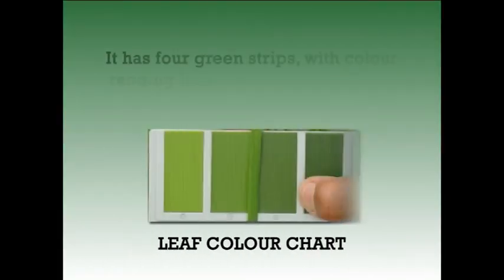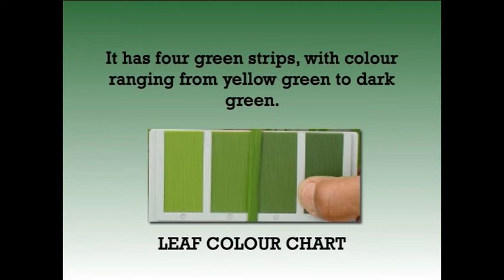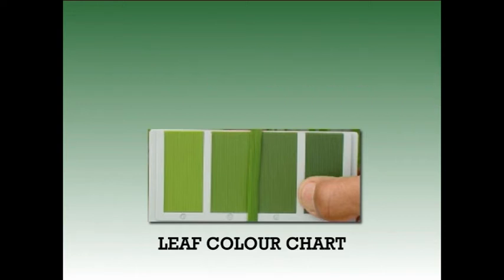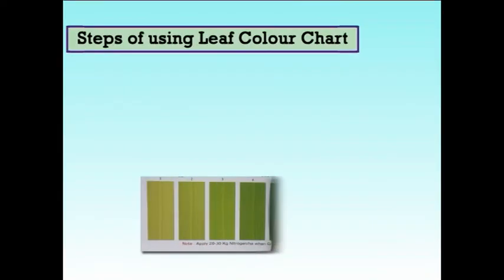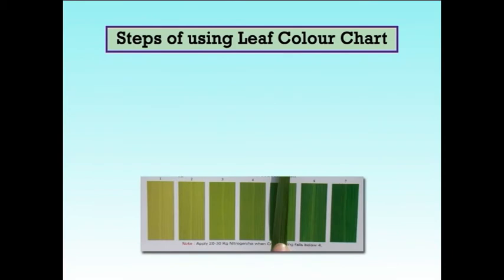LCC, that is leaf color chart, is used to determine the nitrogen needs of rice crop. It has 4 green strips with color ranging from yellow-green to dark green. It determines the greenness of the rice leaf, which indicates its nitrogen content. Steps of using leaf color charts.